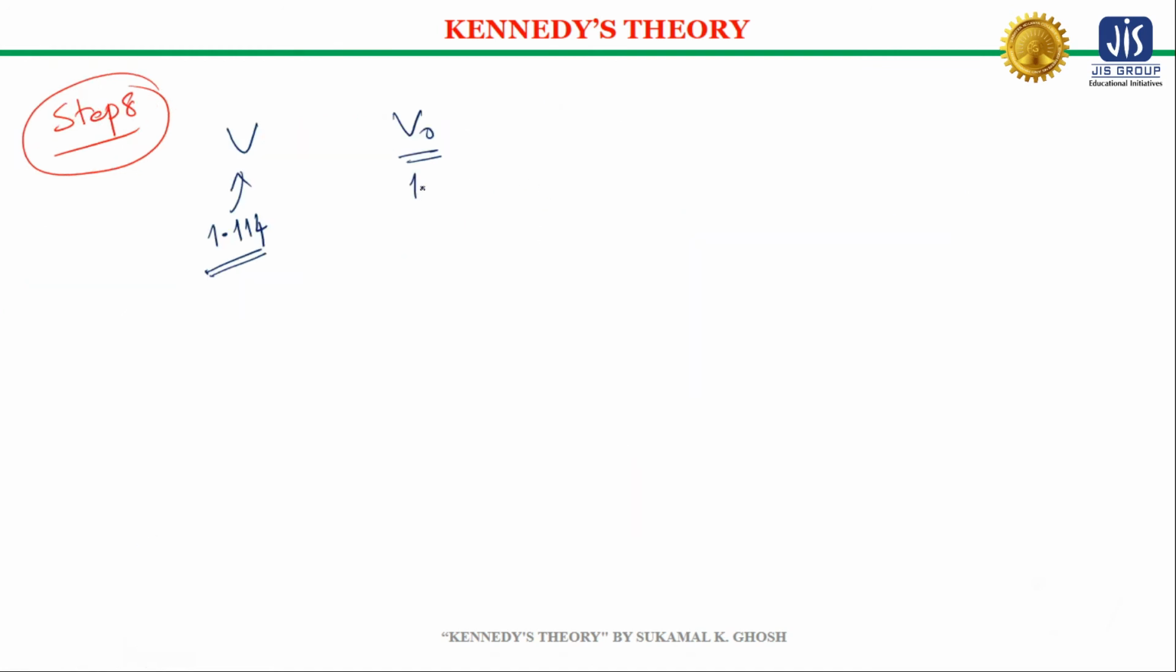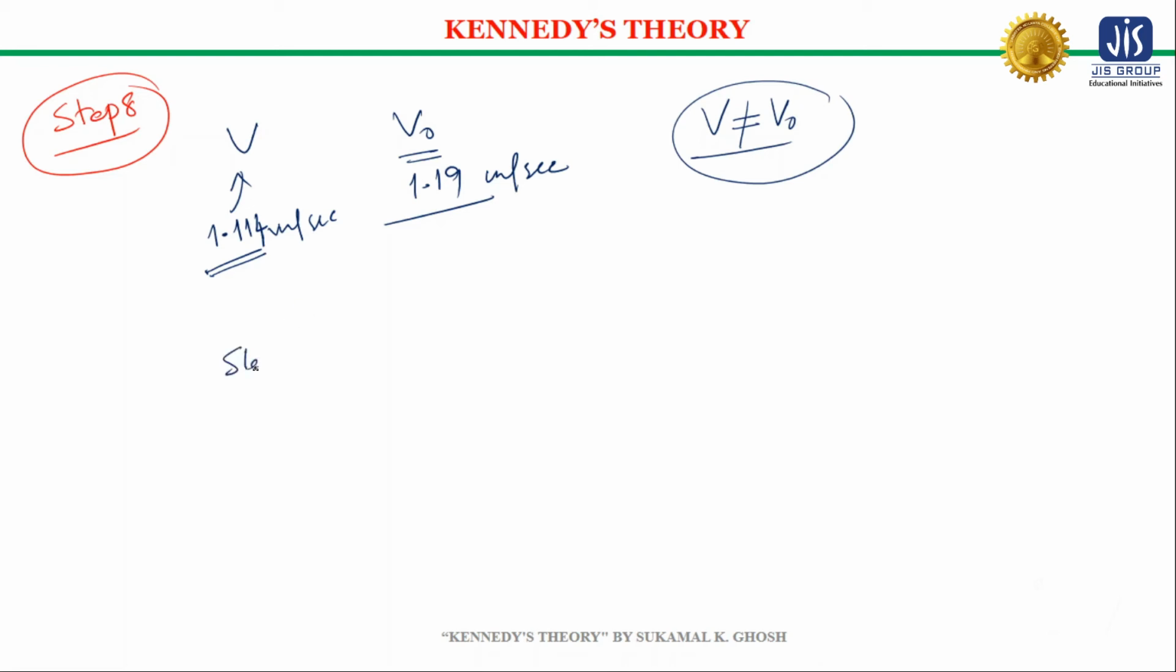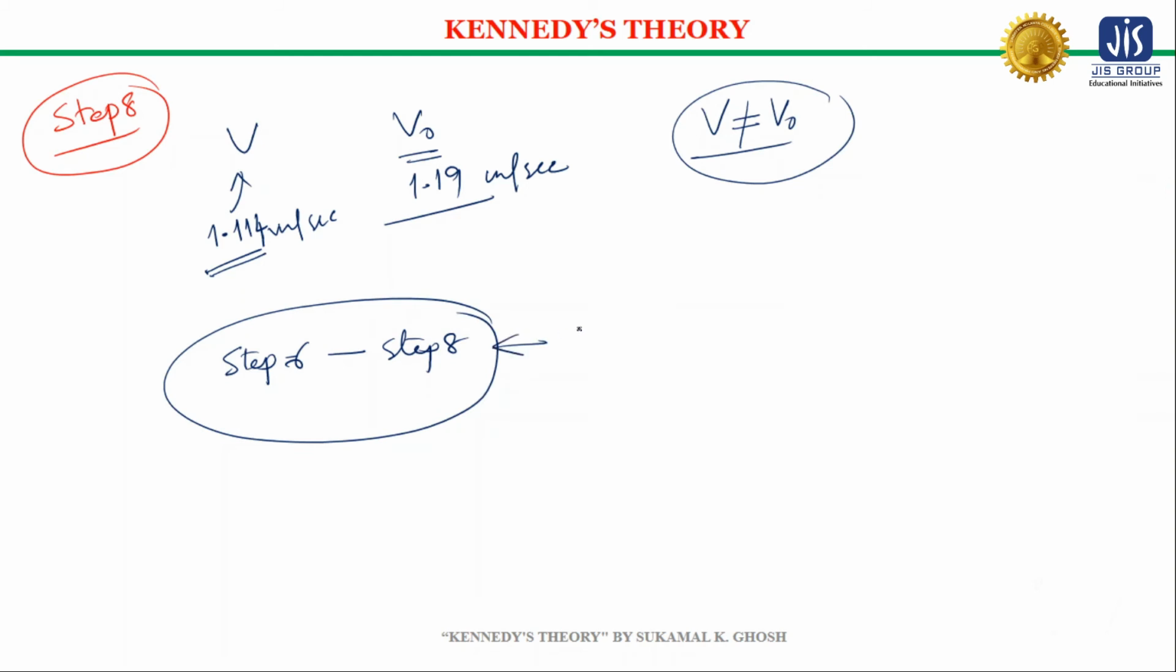So it is 1.19, right? Meter per second, and it is also meter per second. So V is not equal to V naught. So as we discussed, if V is not equal to V naught, then we need to repeat from step 6 to step 8 again. Okay, we need to repeat step 6, step 7 and step 8 again.